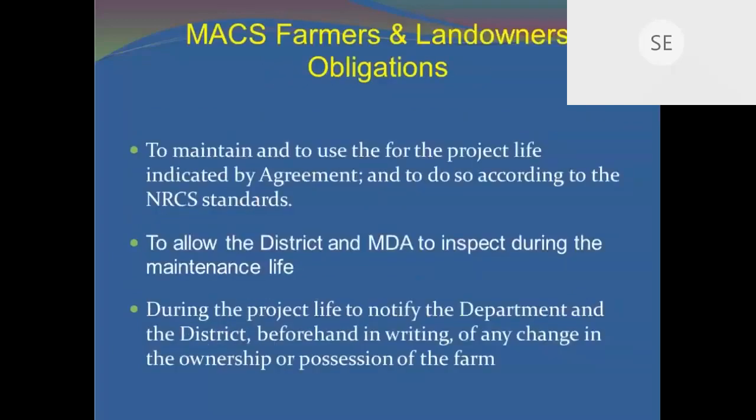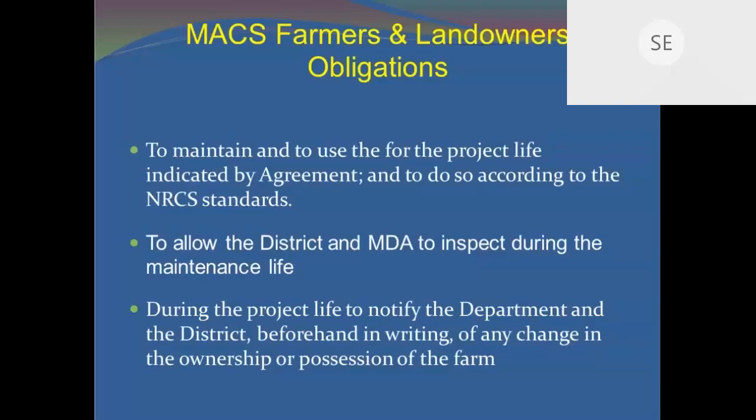As far as the farmers' and landowners' obligations, once the practice is installed, they are required to maintain and use the practice for the project life as indicated in the agreement. We have 10 years and 15 years. And also the standards of NRCS have to be met throughout that project life. Part of the agreement, too, is to allow the district and MDA staff to inspect during the maintenance life. I'll touch base on monitoring just a little bit later here.